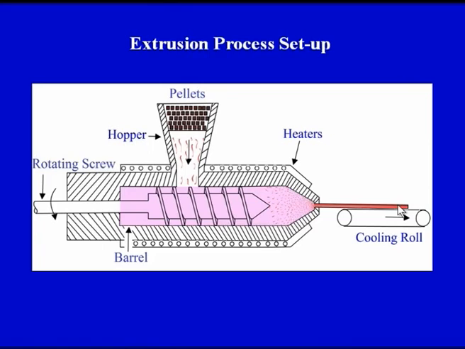Stage number 1 is the heating, in which the raw material which is coming from the pellets is entering into the barrel. Because of the heating elements, the raw material will get heated and melted. So first stage is heating and melting. Second stage is forming. This is being pushed by the screw feeder into the die, and the forming of the final product is taking place in the die. That shape of the final product will depend upon the shape of the die opening.